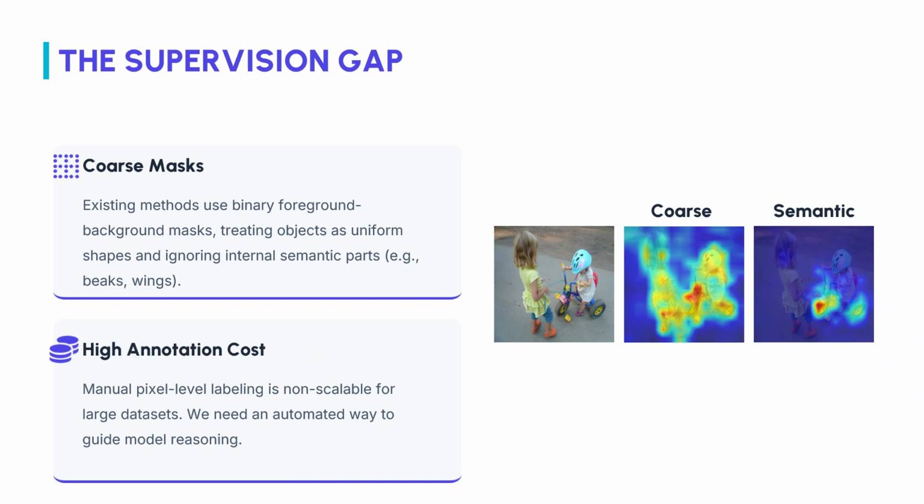A foreground blob provides none of that signal. Look at the two masks on the right, for example. The coarse mask captures the scene broadly. The semantic mask precisely locates the parts that matter for the class. That gap in supervision quality is exactly what CFT closes, automatically, with no manual annotation required.